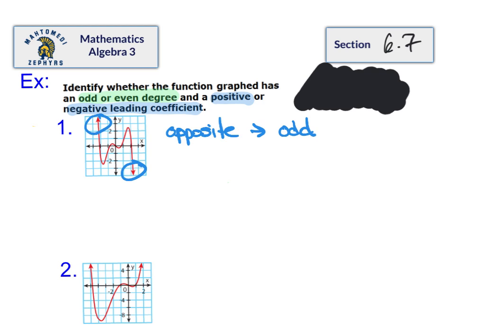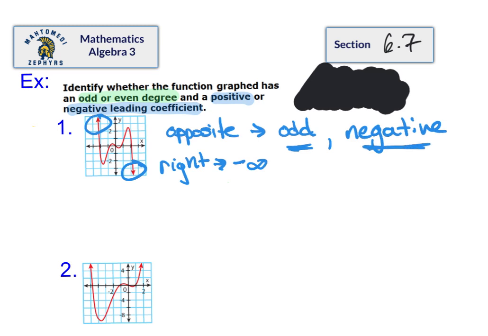Then we investigate what's happening on the right side, and in this case, the right side is going to negative infinity, which means it must have a negative leading coefficient.